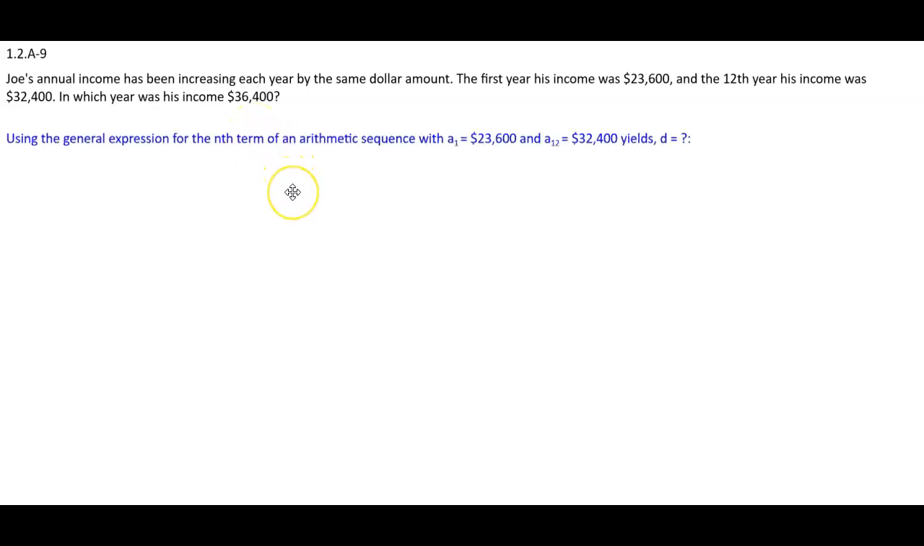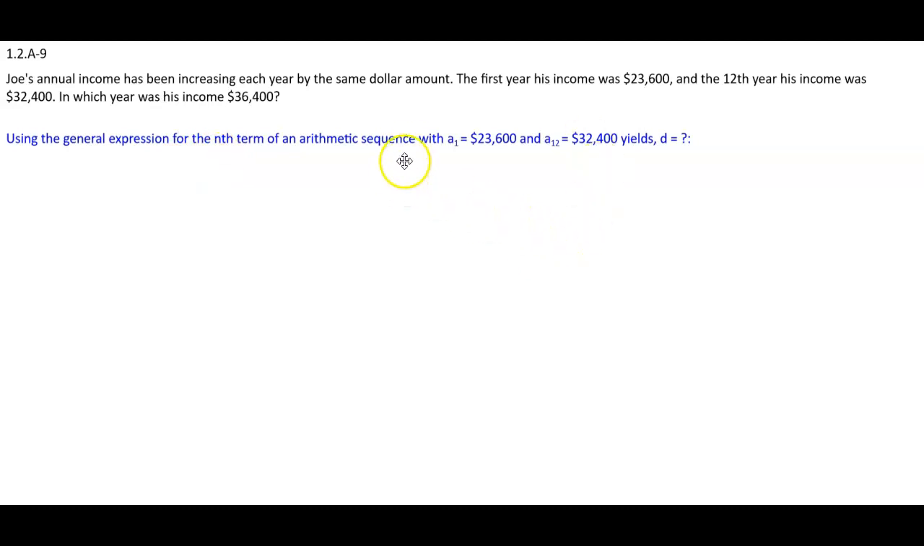Joe's annual income has been increasing each year by the same dollar amount. The first year, his income was $23,600. In the 12th year, his income was $32,400. In which year was his income $36,400?